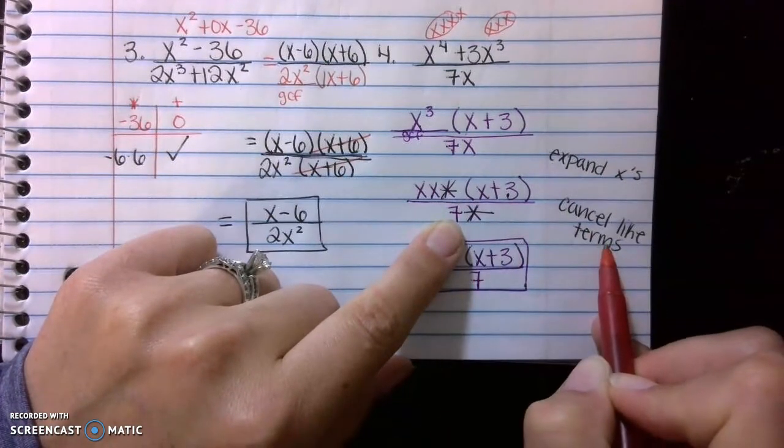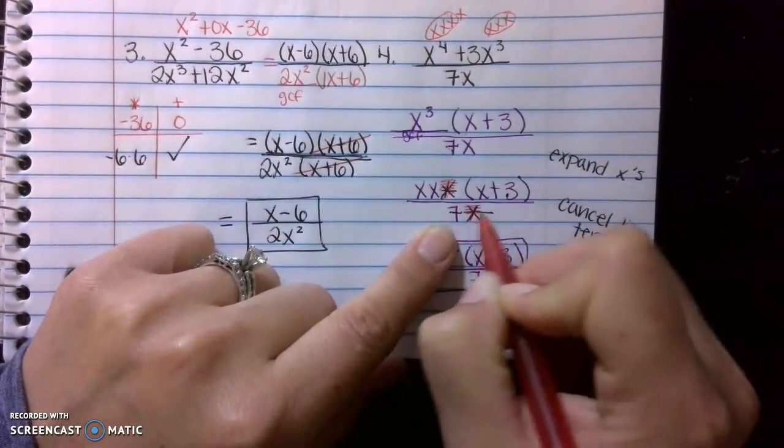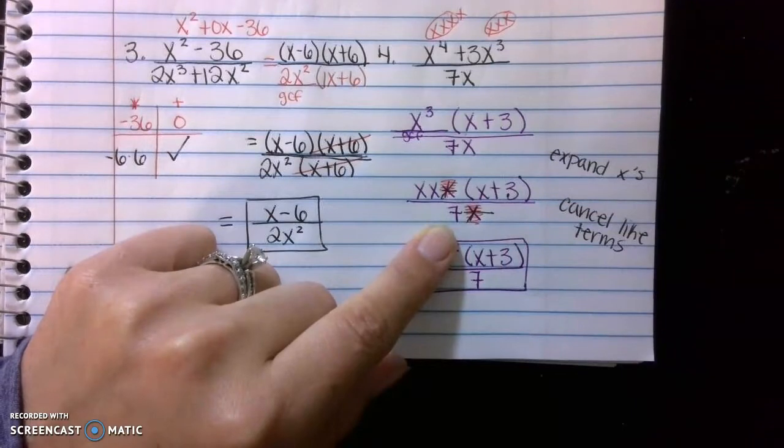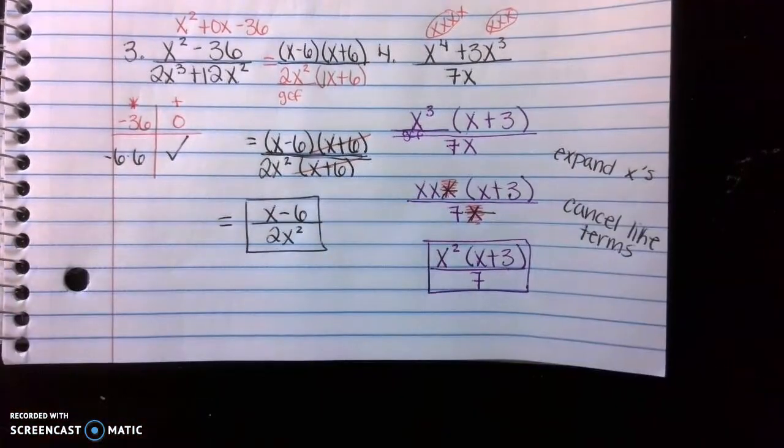Now, think to yourself, can I cancel anything or reduce? This x can cancel with this x. So what I'm left with is x squared times x plus 3 over 7 for my final answer here.